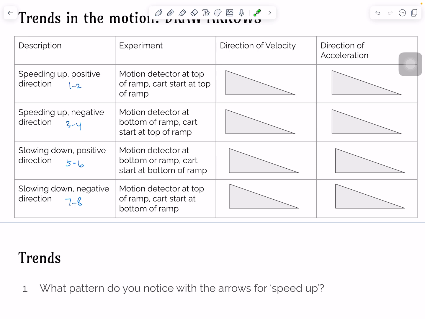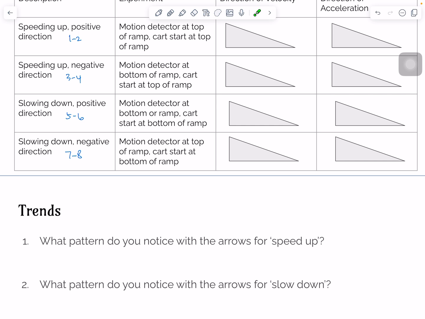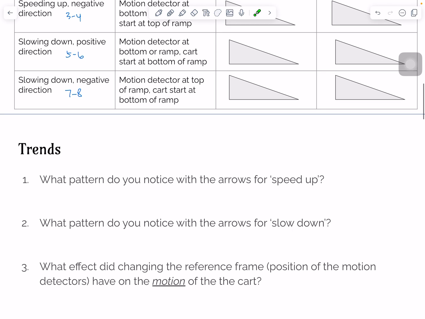Okay, so now I want you to stop and talk about what pattern do you notice with the arrows for speed up. So stop, put in your entry, and then you can go on. All right, the next one is, what pattern do you notice with the arrows for slow down? Again, stop, pause, put your answer, move on. And then finally, what effect did changing the reference frame have on the motion of the cart? Discuss, put your answers in, and then move on.